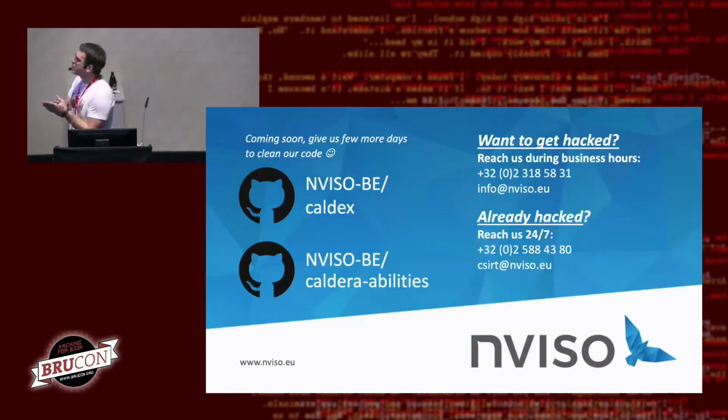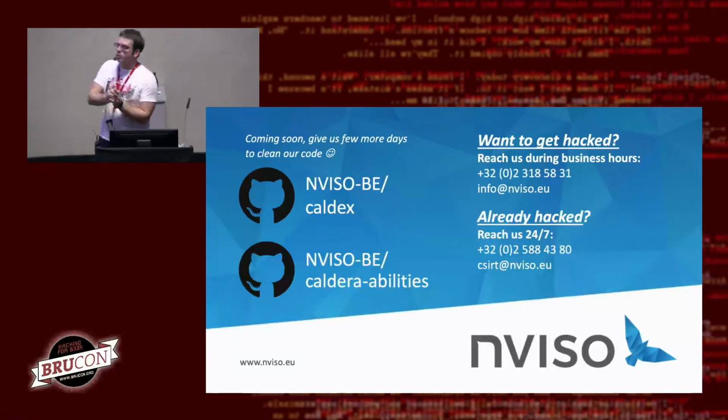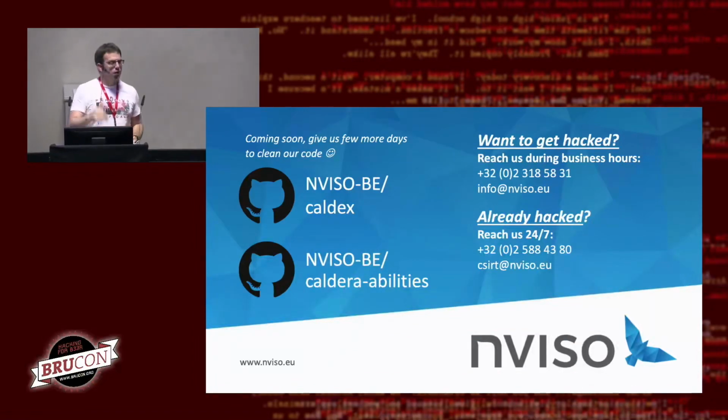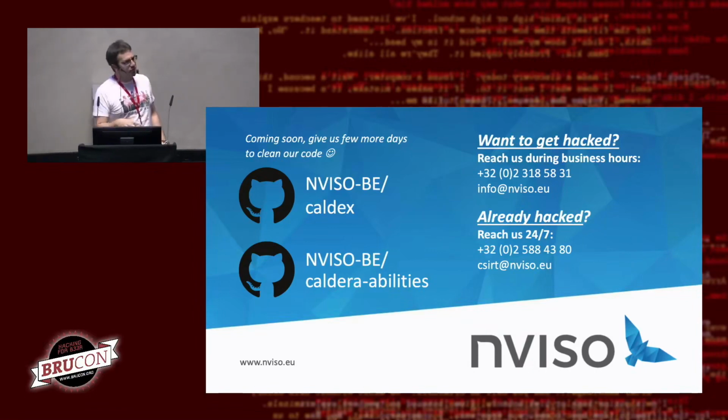Two GitHub repositories that we're hosting. One of them is Caldex, which is the export module for the Attack Navigator. It's a pretty nice one if you want to have a look and see how it works, if you want to develop your own. The other one is Caldera Abilities. Give us a few days though, because we need to clean up some of the code. It was a bit of a rush, well, plenty of work that we, mostly me, have been doing. Not for this presentation, actually, other things.